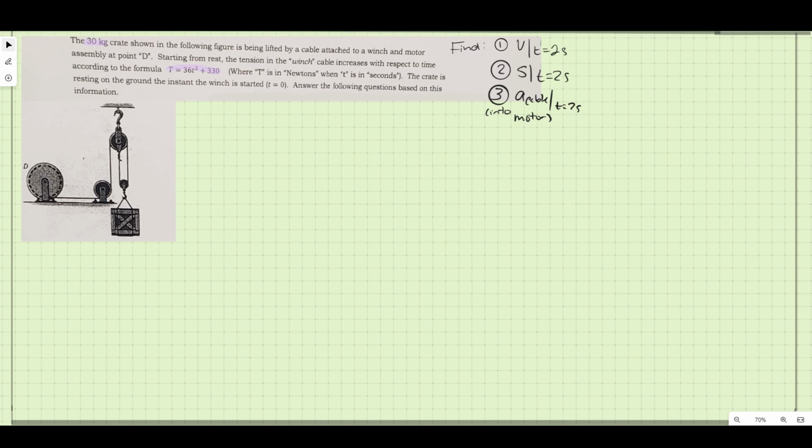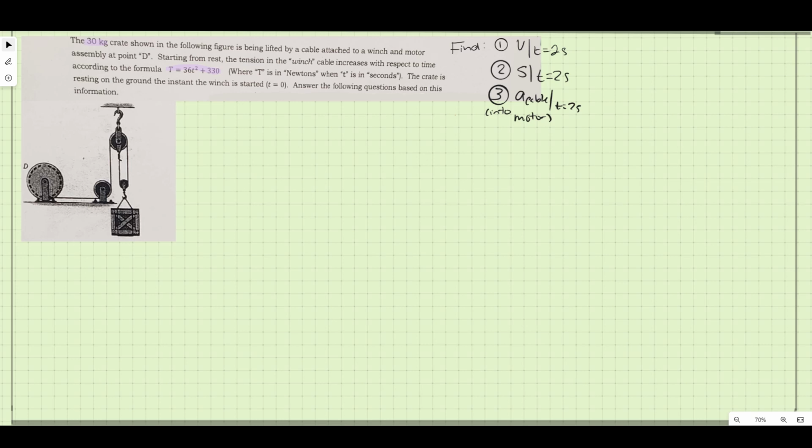And we're going to answer the following questions based on the information in the problem statement. For that, we have three different things we're going to find: velocity when t is at 2 seconds, distance or height when t is at 2 seconds, and the acceleration of the cable as it goes into the motor at t equals 2 seconds.